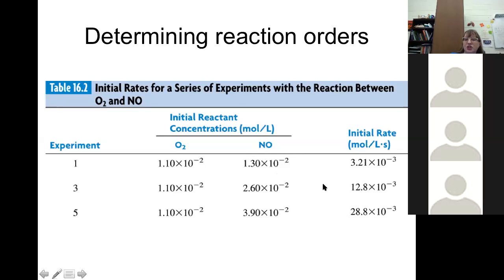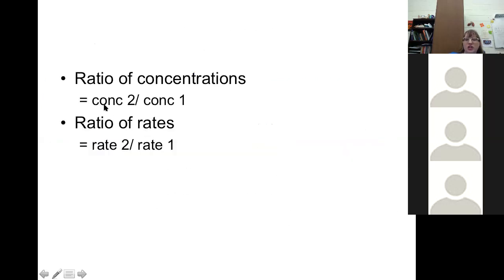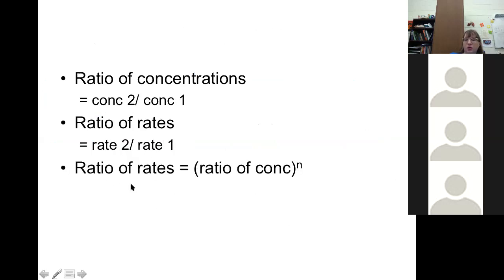So let's plug that into the equation that we had. The ratio of the concentrations for the first one was doubled, so that's going to be 2. The ratio of the rates was 4. Okay, so using this formula, 4 is equal to 2 to the n. So what would n be? Plug that into your chat window. All right, that's looking good. Exactly. 2 squared is going to be equal to 4.